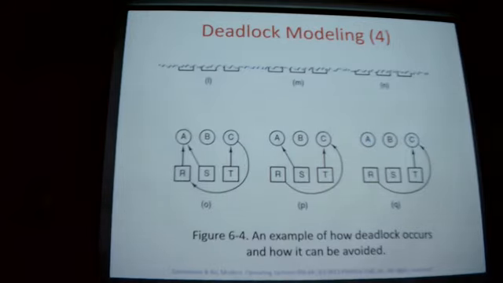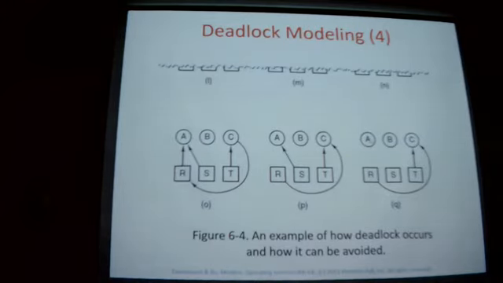Because process A has released R, R is ready. So process C can get R. Now the relation has changed, from R to C. Is there any problem?